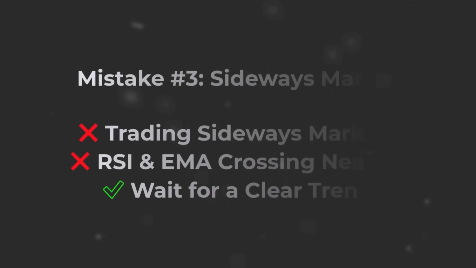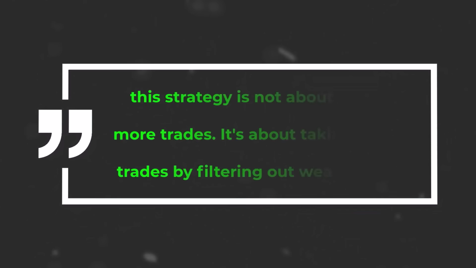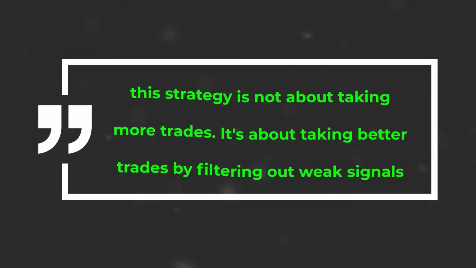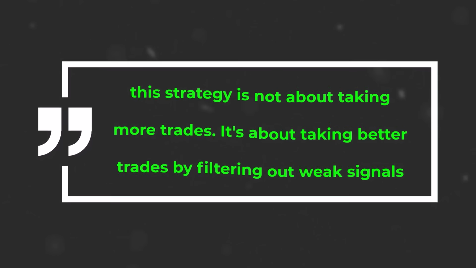The third mistake is trading in a sideways market. If the RSI and its EMA keep crossing each other around the 50 level, the market has no clear momentum. During these conditions, you'll often see one false signal after another. It's usually better to stay out of the market and wait for a clear trend to develop. Remember, this strategy is not about taking more trades. It's about taking better trades by filtering out weak signals.